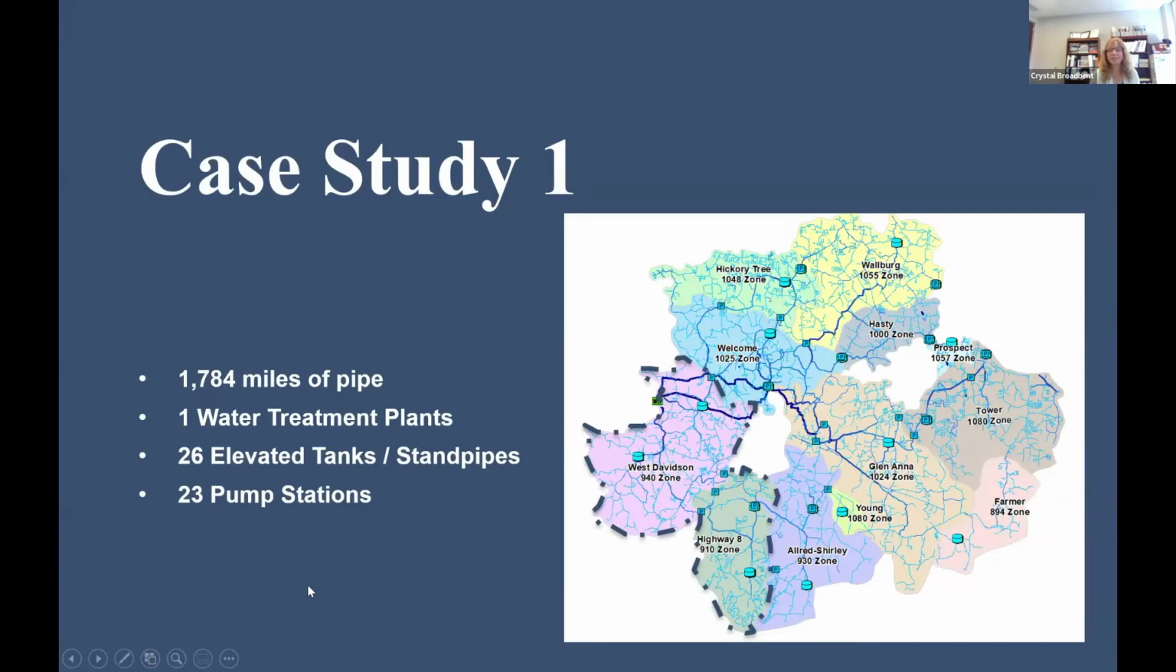So I'm going to go through some case studies. This is a particular client. They have 1,784 miles of pipe. I think about 40 to 50% is PVC. One of the reasons we got involved was they were having a lot of pipe main breaks, and we were trying to figure out what was causing some of those issues. They have 1 treatment plant, 26 elevated tanks and/or standpipes, and 23 pump stations.